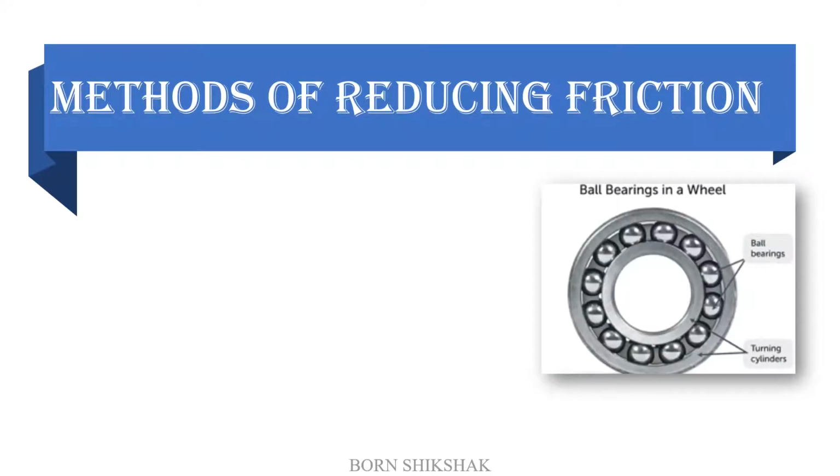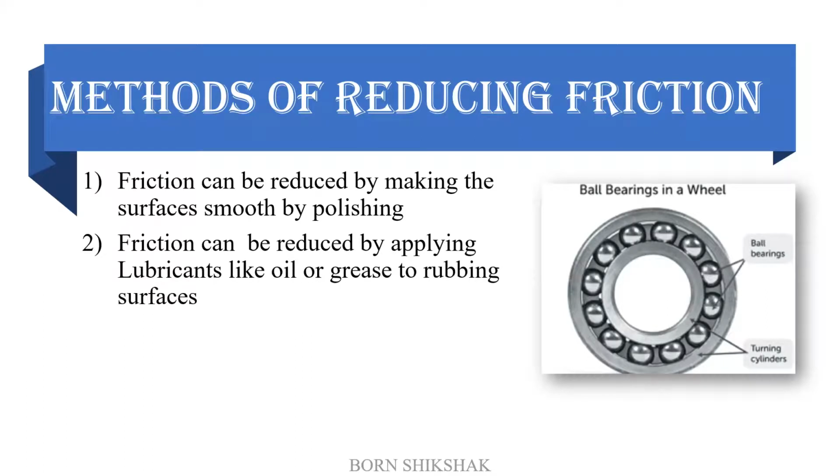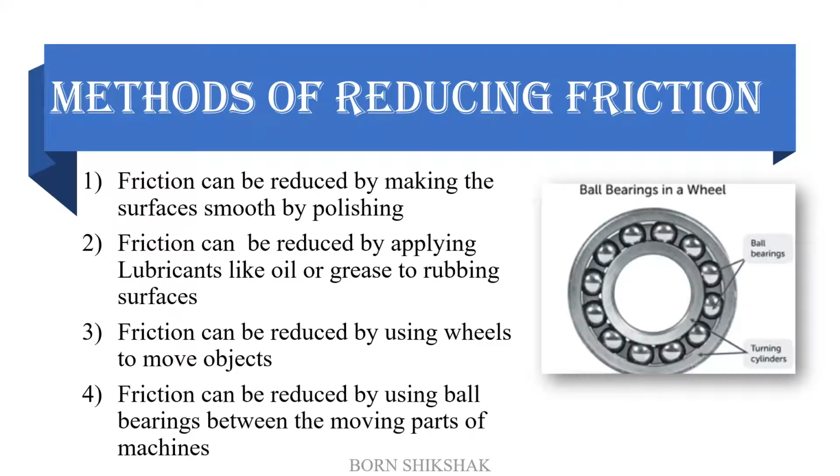Now we will discuss methods of reducing friction. Friction can be reduced by making the surface smooth by polishing. Friction can be reduced by applying lubricants like oil or grease to rubbing surfaces. Friction can be reduced by using wheels to move objects. Friction can be reduced by using ball bearings between the moving parts of machines.